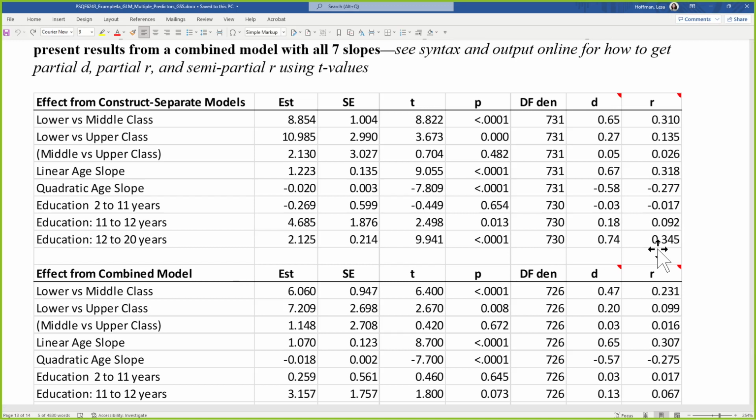So I'm using each of these distinct effect sizes in a different way. These individual D's and R's do not refer to how much of the R-square at all. It's just an effect size for that specific slope's unique contribution relative to error. And that's why we can talk about these only using the t-test statistic.